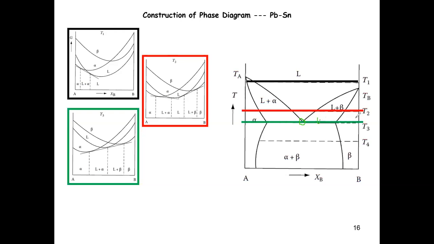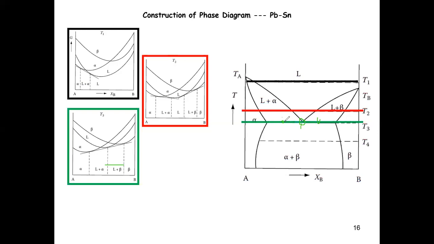This part? Yeah, this is liquid plus beta. But it's also a three-phase region, right? No, this is only two-phase. Below this is alpha plus beta, but we're talking about a particular temperature, right? We're looking at this particular temperature and changing the composition. But this line does not show any region of three-phase coexistence. So what is the meaning of this point?